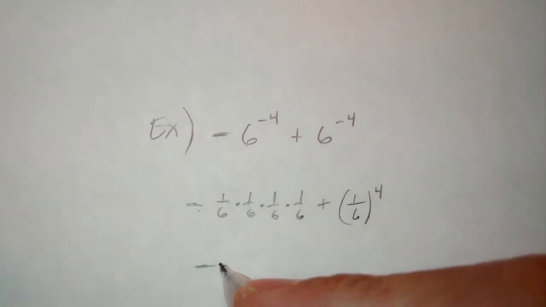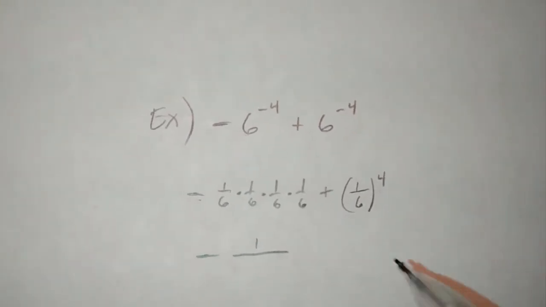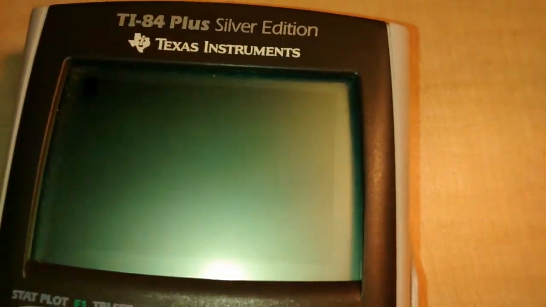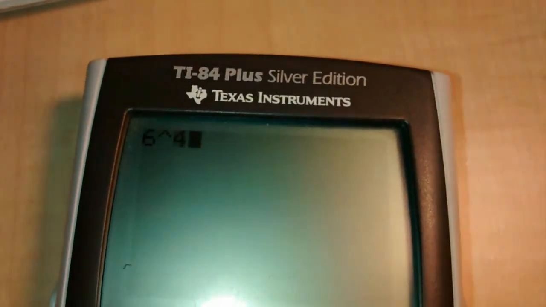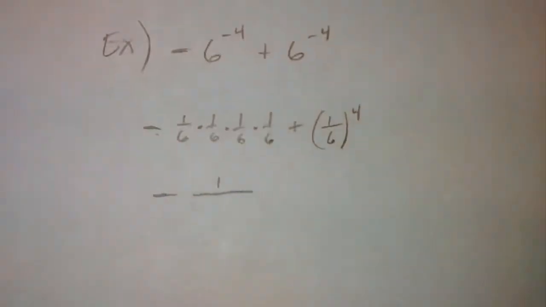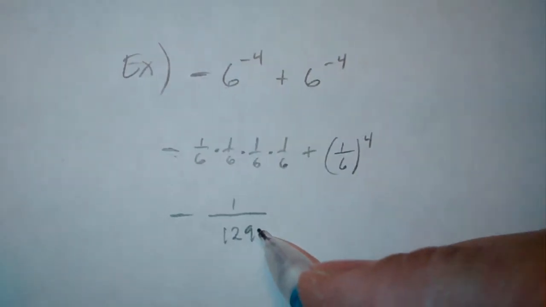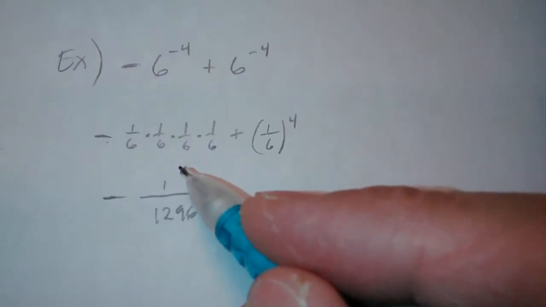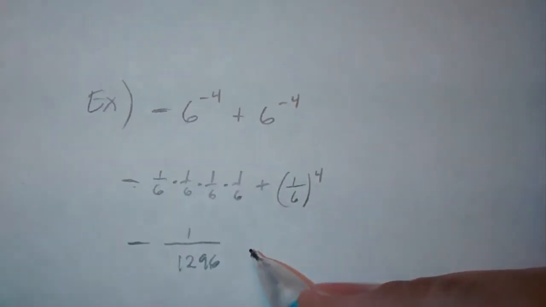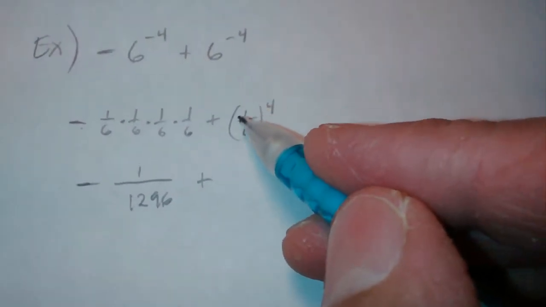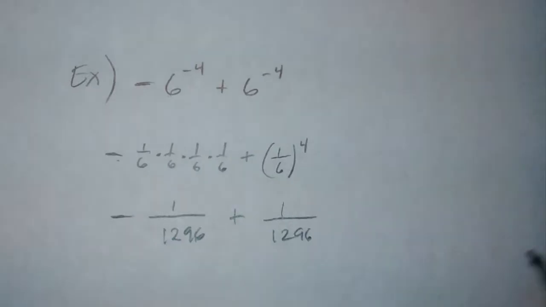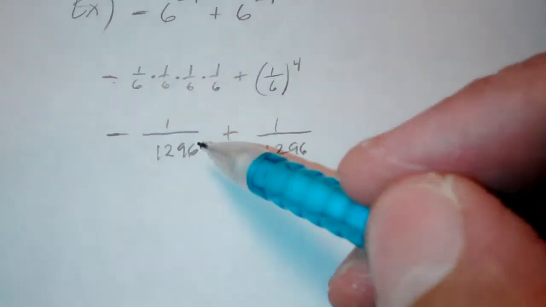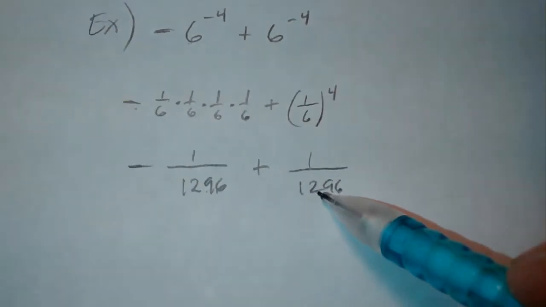So on the top, 4 1s multiplied gives us 1. 4 6s. I did that in my head. Oh, I didn't do that yet. 6 raised to the 4th power is 1296. Okay, so negative 1 over 1296 added to 4 of these guys multiplied together, and that's just going to give me 1 over 1296.